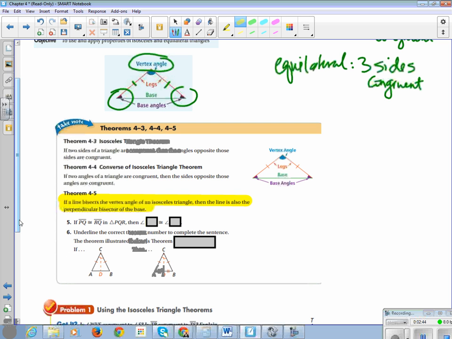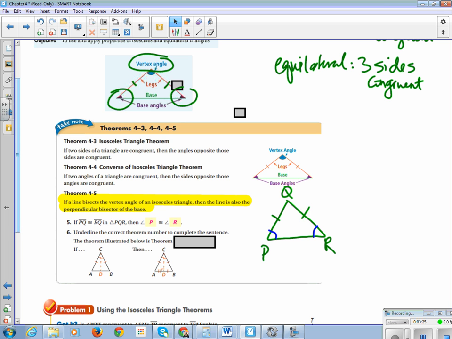If PQ is congruent to RQ in the triangle PQR, how about we draw that? Because I don't like to talk about triangles. We'll put Q at the top, R on the right-hand side, P on the left. Triangle PQR. So we got PQ is congruent to RQ. Then which two angles will be congruent? Which two, y'all? P and R.